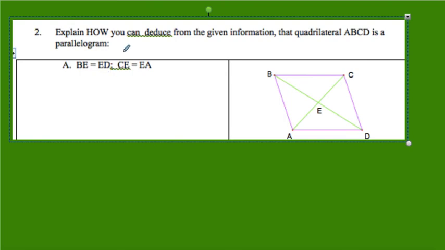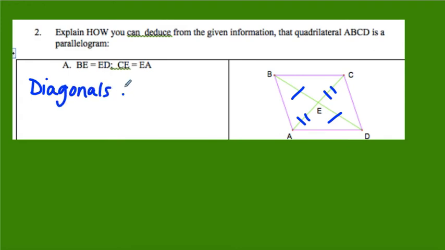Explain how you can deduce from the given information that quadrilateral ABCD is a parallelogram. All right, I mark what I've got. So BE equals ED and CE equals EA. I can prove that this is a parallelogram because the diagonals bisect each other. So if the diagonals of a quadrilateral bisect each other, then it is a parallelogram.